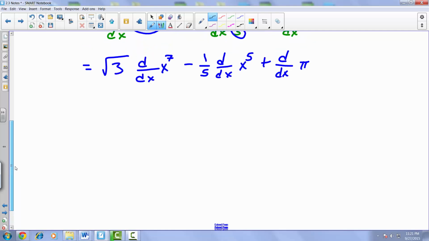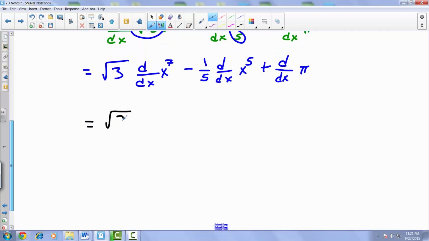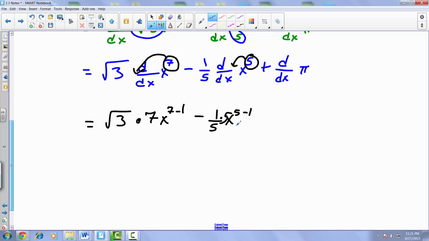Now going ahead and applying our derivatives, we end up with the square root of 3 times, bringing this power down, 7 times x raised to the 7 minus 1, so that exponent being subtracted by 1, minus 1/5 times, again bringing this exponent down to the front, 5 times x raised to the 5 minus 1, so subtracting that exponent by 1, plus the derivative of pi. Well, that's just a constant, so that'll just come out to be 0.